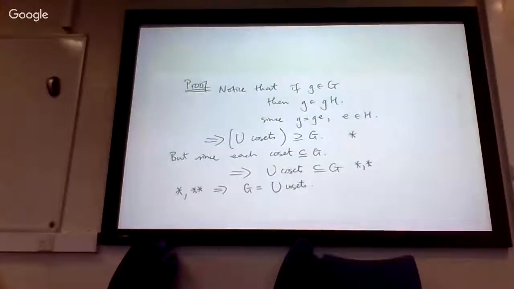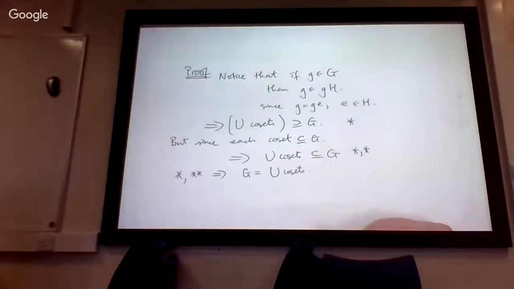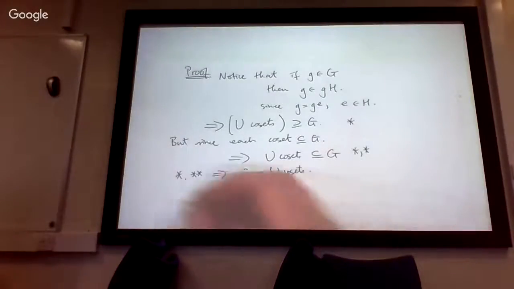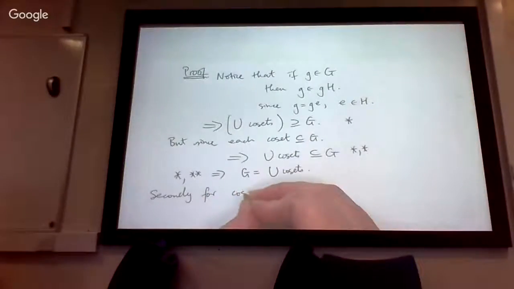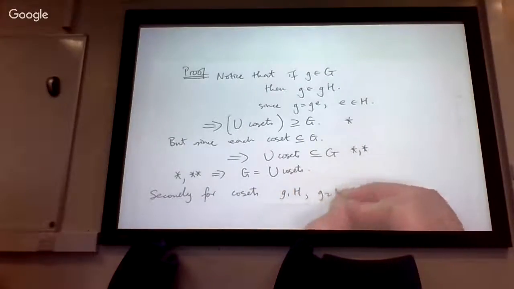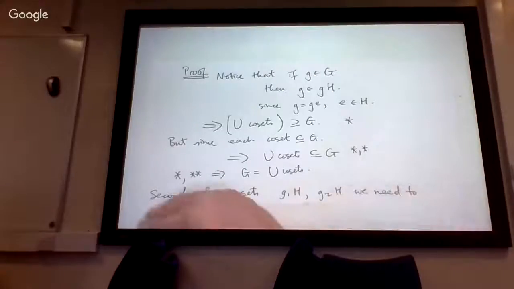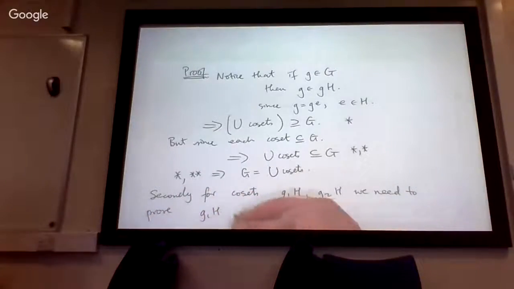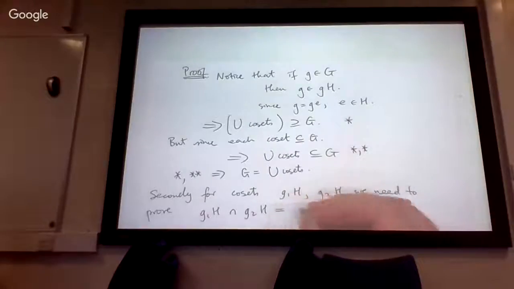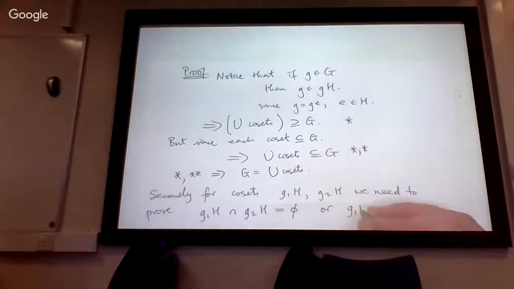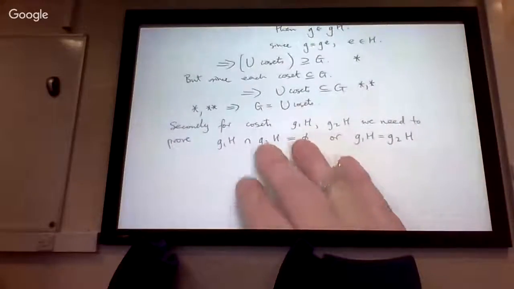So that's one part of being a partition. The union of the subsets is the whole set. The second part is showing that they don't overlap. Secondly, for cosets G1H, G2H, you need to prove that G1H intersect G2H is equal to the empty set, or we are in fact looking at the same coset. Okay, so this is what we mean by being disjoint. Different cosets have empty intersection.